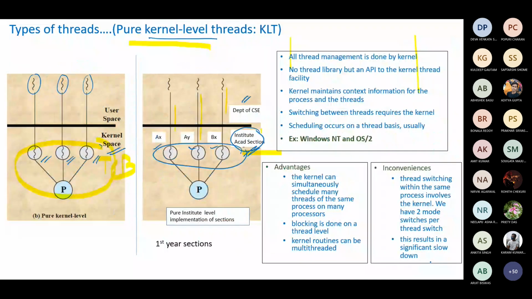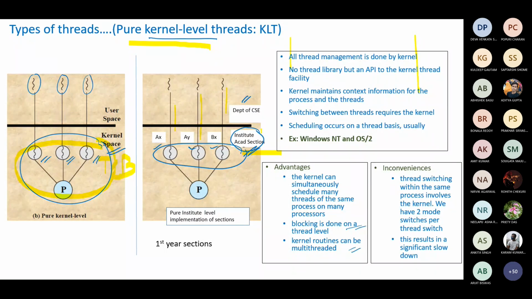In the kernel level thread case, definitely the advantages are that it can simultaneously schedule many threads of the same process on many processors. This is possible. Blocking is at a thread level, not at a process level, and kernel routines can be multi-threaded. What I mean is the kernel modules can also be multi-threaded. So you can have a multi-threaded kernel, which is faster and much more efficient than a kernel which is not implementing the multi-threaded concept.